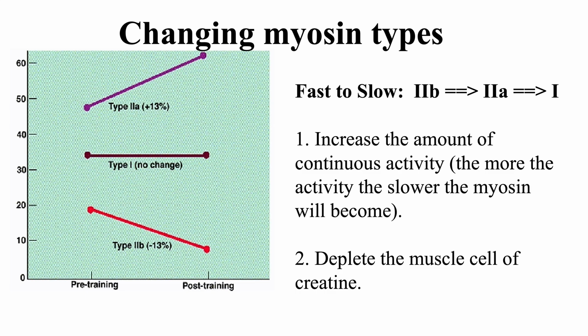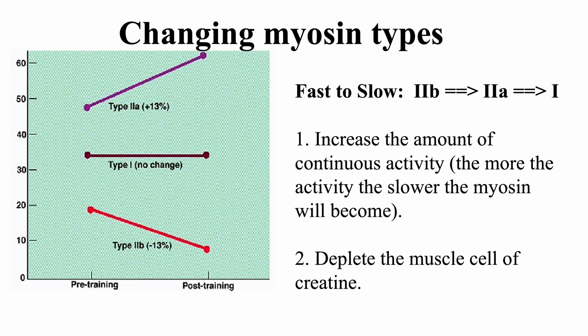Okay, so if you want to change, do more work in your activities. If you want to become more type 1, I should say, have a greater volume of work within your exercise. That'll help change from type 2X to 2A to 1.